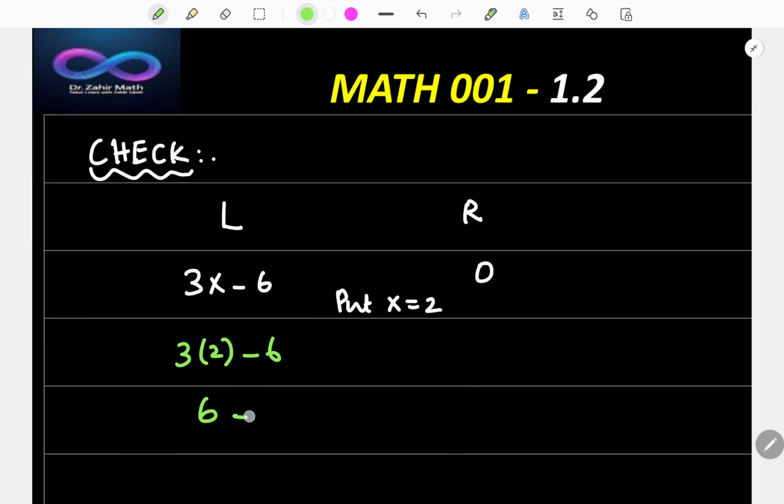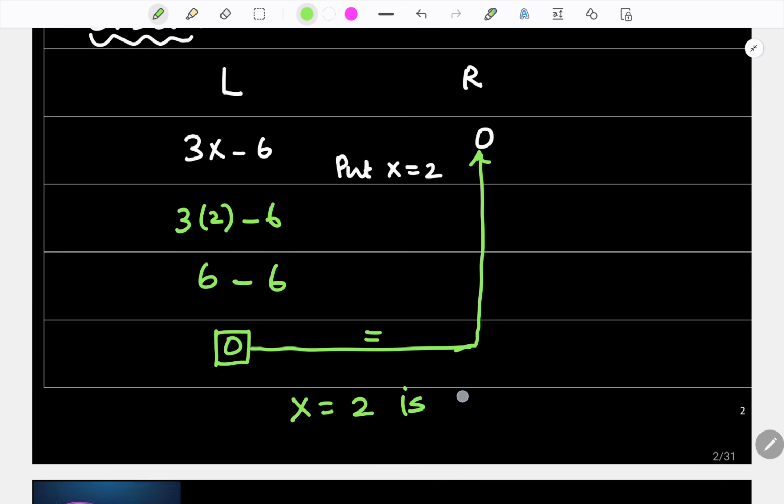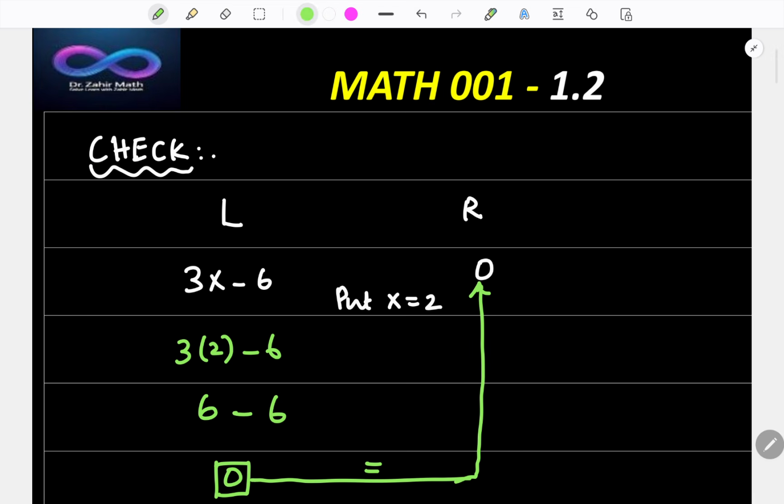So 3 times 2 is 6, minus 6, which is equal to 0. So left is equal to right. If it is equal, then you say that x is equal to 2 is the solution. This is the way of checking. So this must be in the paper. One more check I'm going to tell you. This is only for you to make sure inside the exam room your answer is correct or not. But you should not directly write it in the paper. These steps are very important in the paper.